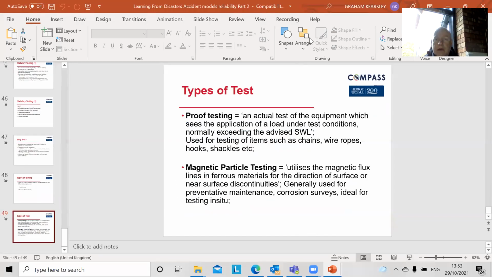Okay, so that's the end of that session on the second part, learning from disasters. In the next session I'm going to look at maintenance, the importance of maintenance and the facts associated with it, and touch a little on failure mode effect analysis as well. But thank you for your input on this session, and I look forward to the next one. Cheers.